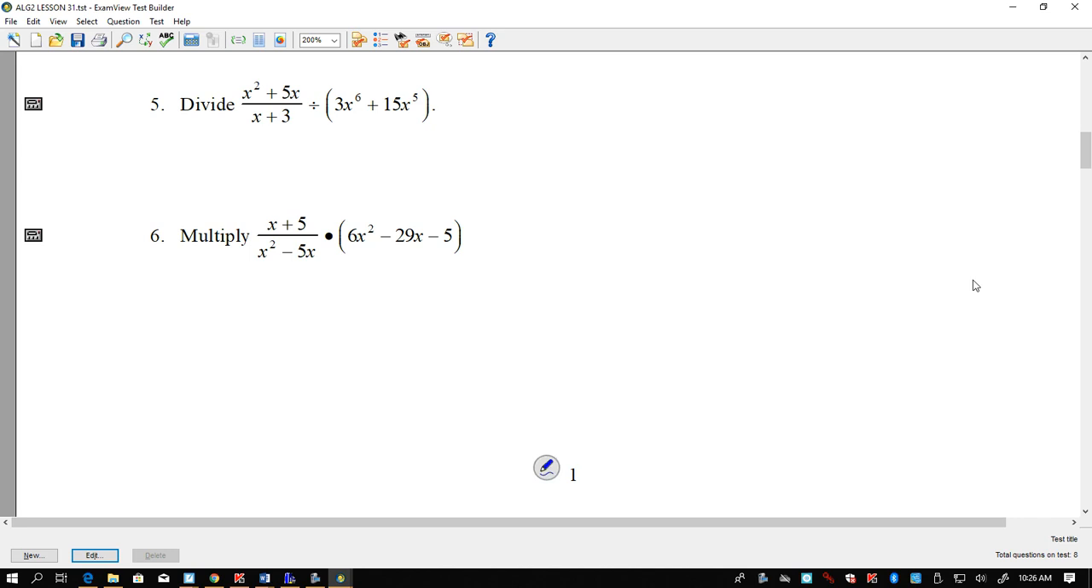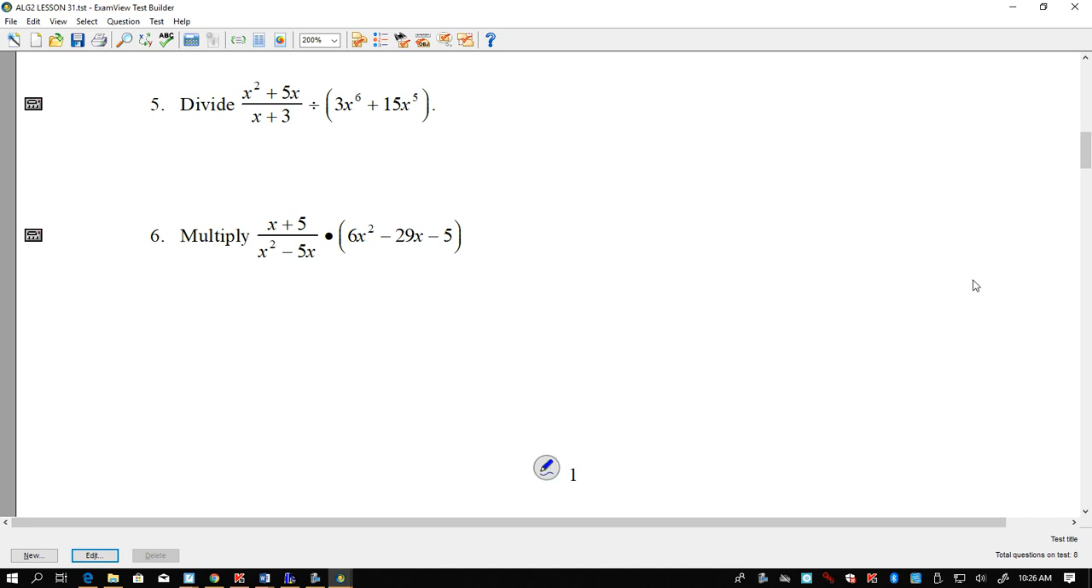So really, I can write this as x plus 5 over, we can simplify, we can factor out underneath that though, right? X squared minus 5x, what can I factor out? X, and that gives me x what? X minus 5, right? We're multiplying here. And I want to factor down 6x squared minus 29x minus 5. That's kind of a tough one, right? Because we're going to get 1 there, okay?